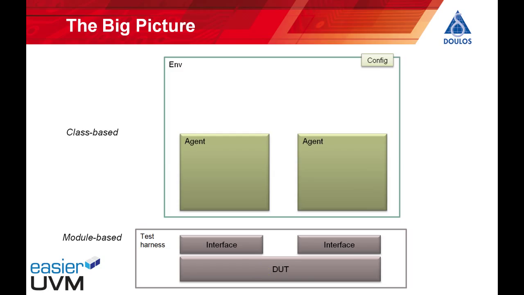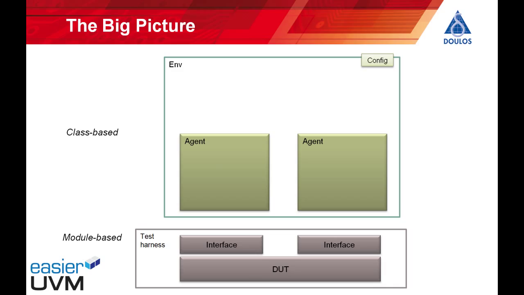Then on top of that, we're going to layer the class-based UVM verification environment, otherwise known as a test bench. So in the top two thirds of the screen here, you see a class-based environment that's instantiating the UVM classes. And in the bottom third, we're in the module-based world, where we have a test harness instantiating the DUT. So corresponding to each interface on the DUT, we'll have an agent within our class-based UVM verification environment.